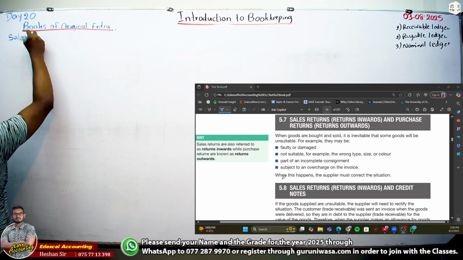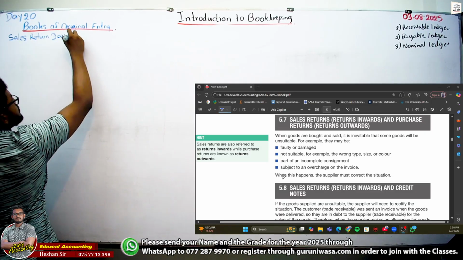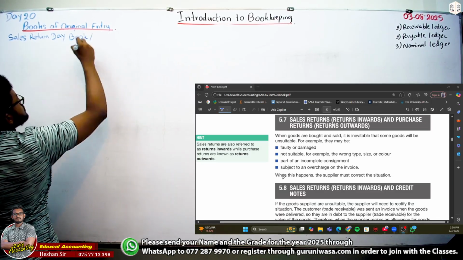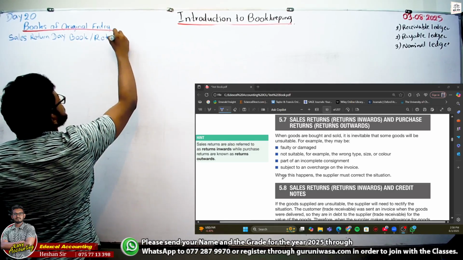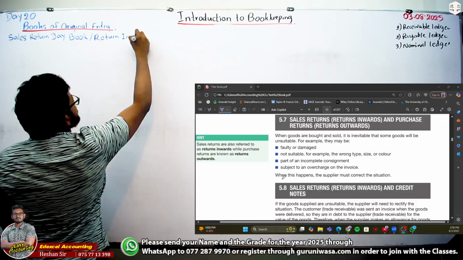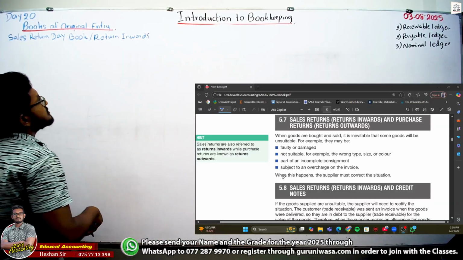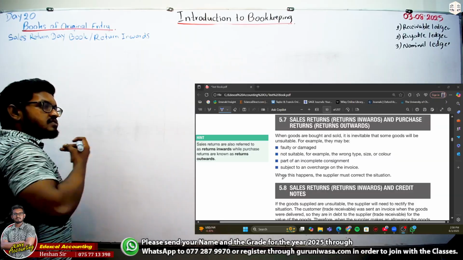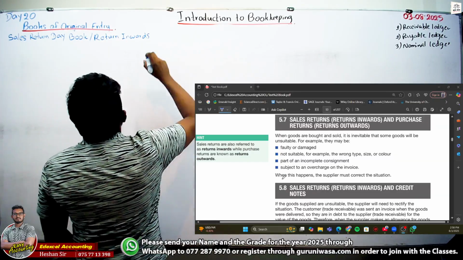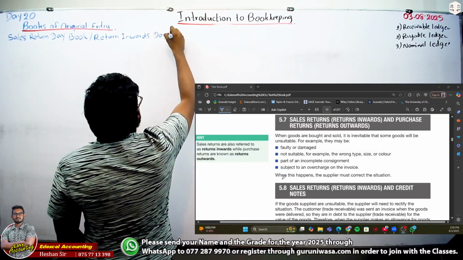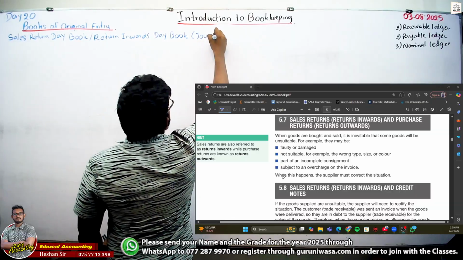Sales return day book. In other words, return inwards means selling things again coming in, return inwards. Purchase return means purchased things we are giving, sending again. So that's a return outward, the outwards day book. We call it as journal as well.